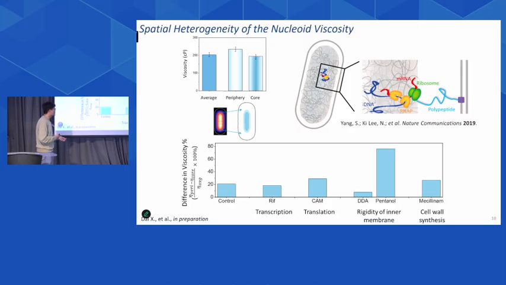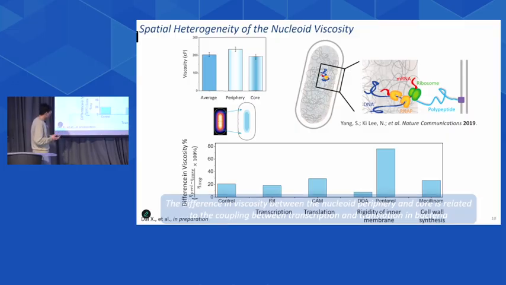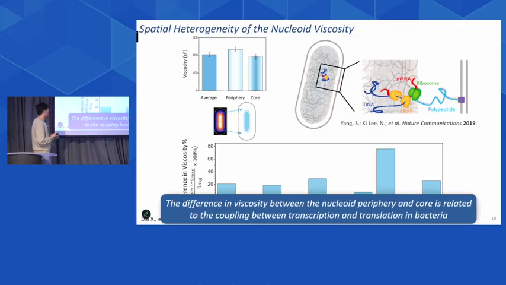If you compare to the control, we find the drastic change comes from the rigidity of the inner membrane. When you have a more rigid inner membrane, introduced by the DDA, you will have a more homogeneous environment. But if you soften the inner membrane, the change in viscosity actually becomes even larger. So these tests support the hypothesis that the difference in viscosity between the nucleoid periphery and core is related to the coupling between transcription and translation in bacteria.